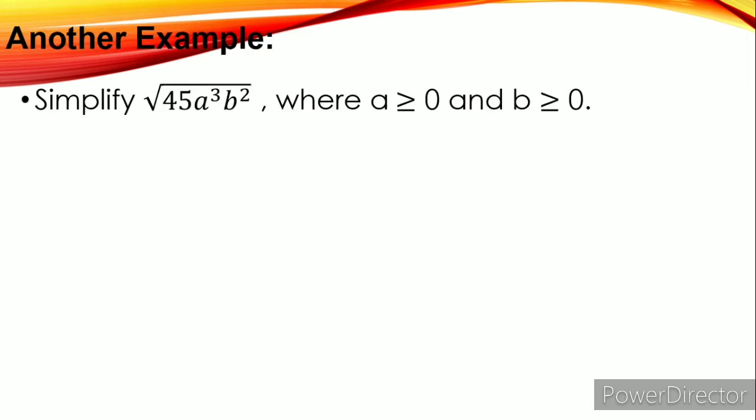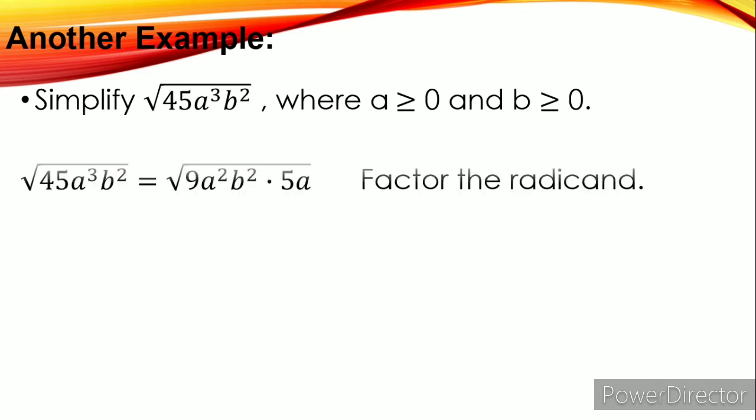Let's have another example. Simplify square root of 45a cubed b squared, where a is greater than or equal to 0 and b is greater than or equal to 0. Square root of 45a cubed b squared is equal to square root of 9a squared b squared times 5a. That's the factor of the radicand.